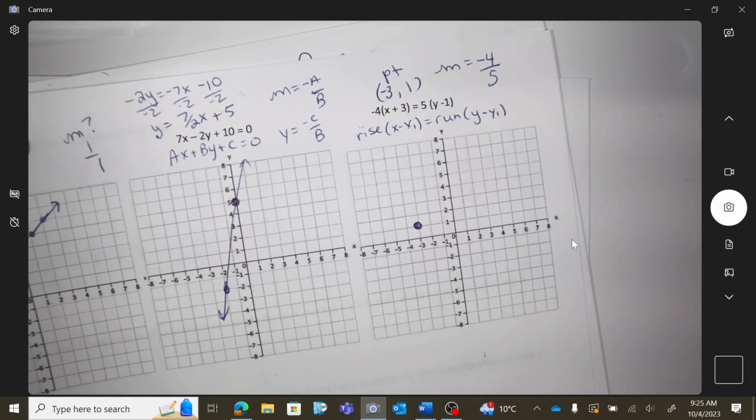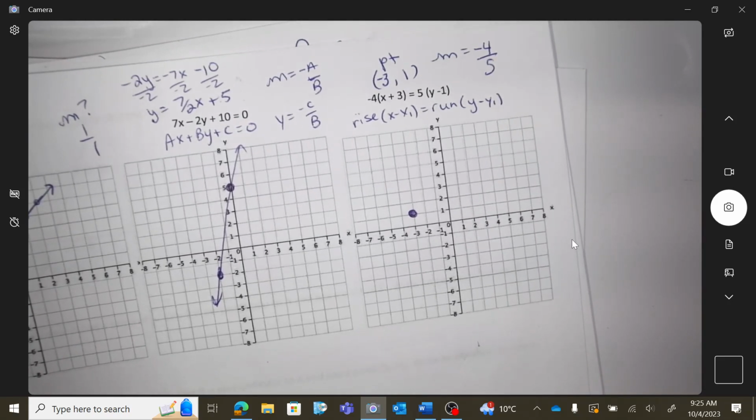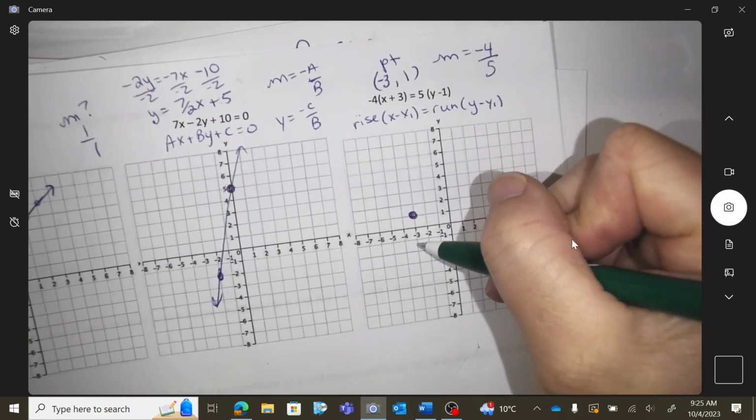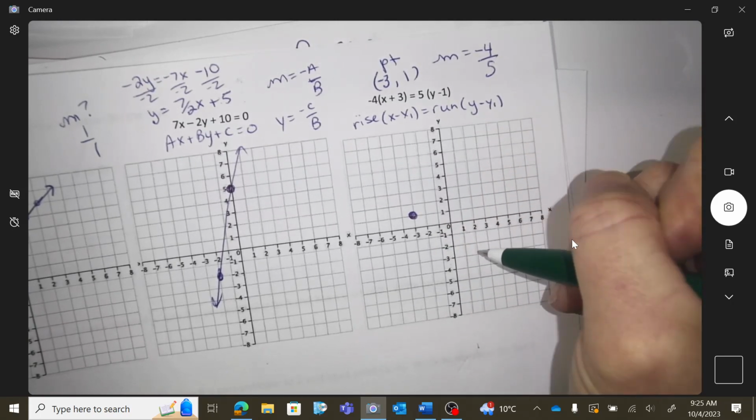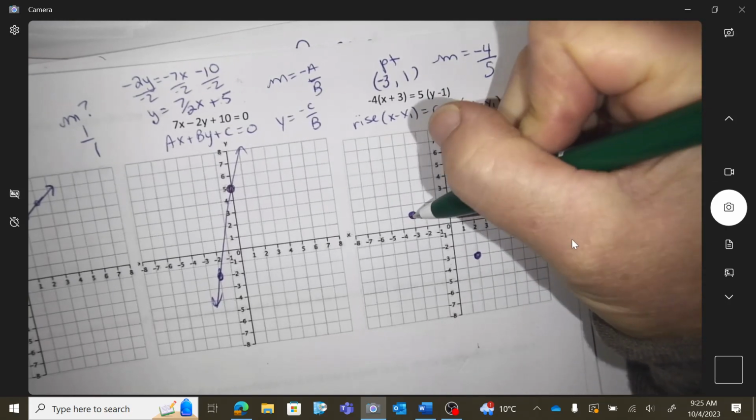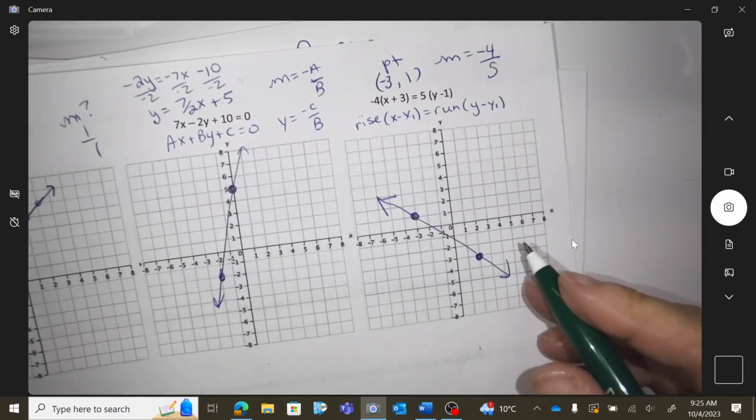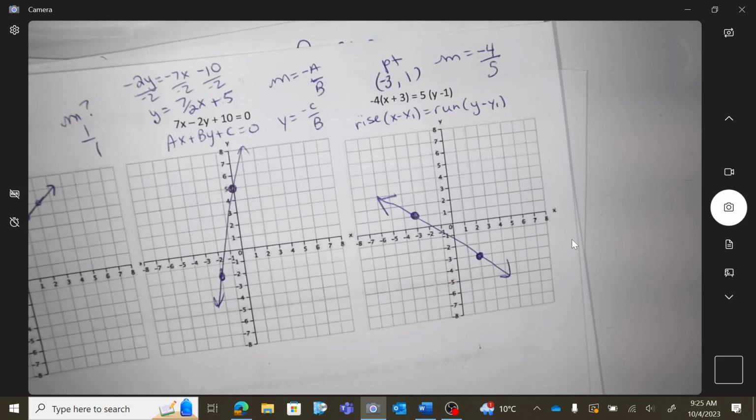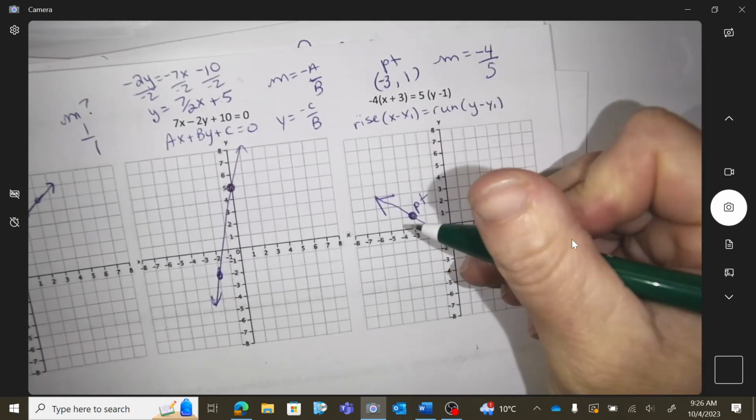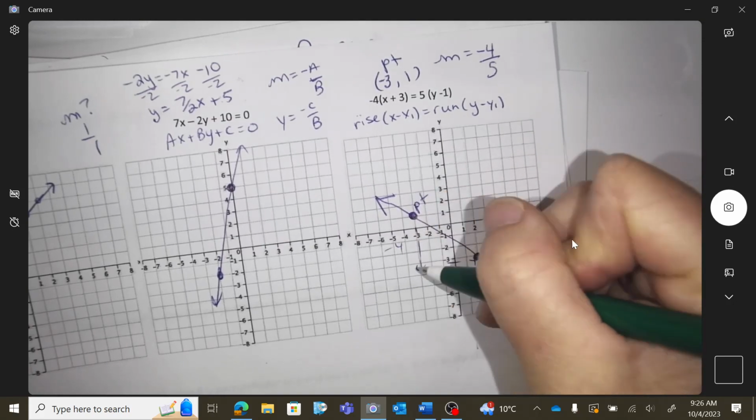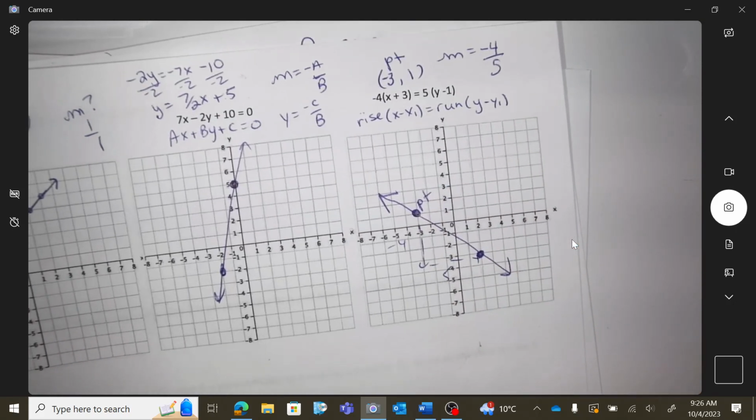Okay, so this one is when you graph a point, and your point is now anywhere. Doesn't have to be on an axis, it's just a point. So here's my point, and then there's my move. Okay, so you can see what I'm doing.